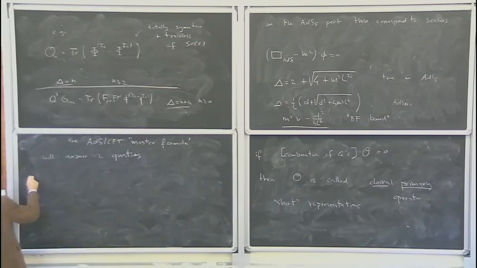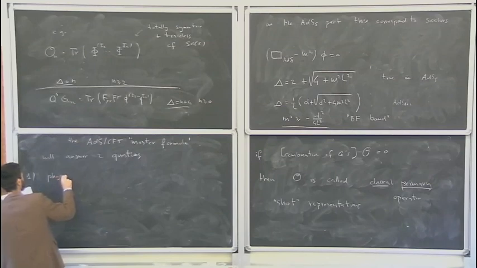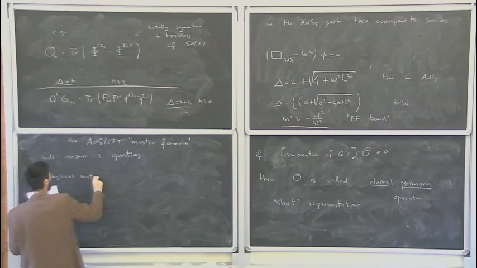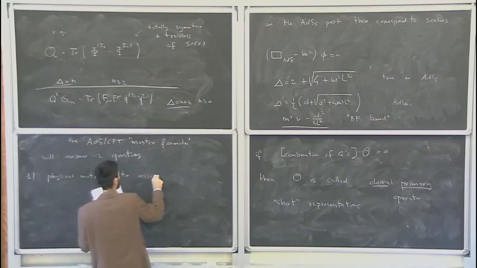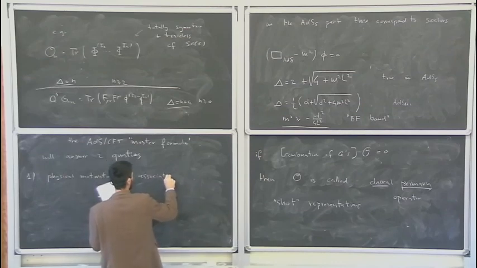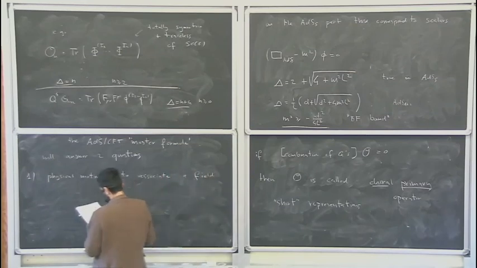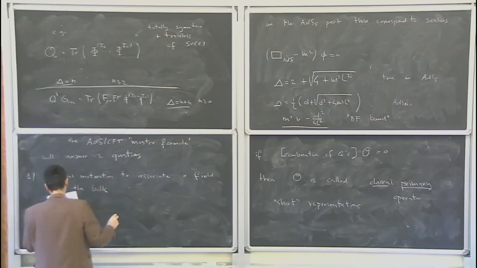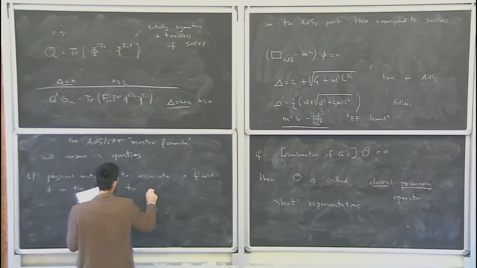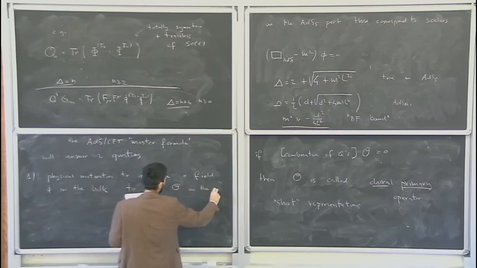That may arise. So the first question is, what is the physical motivation to associate, to pair somehow, a field phi in the bulk to a gauge invariant operator in the boundary.